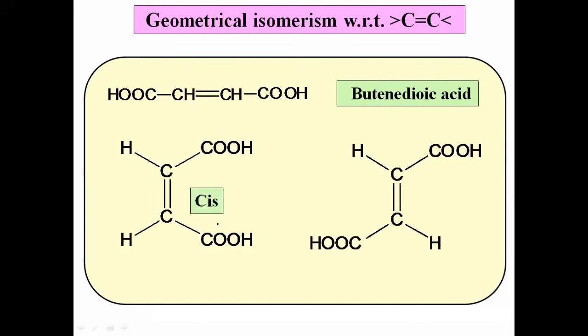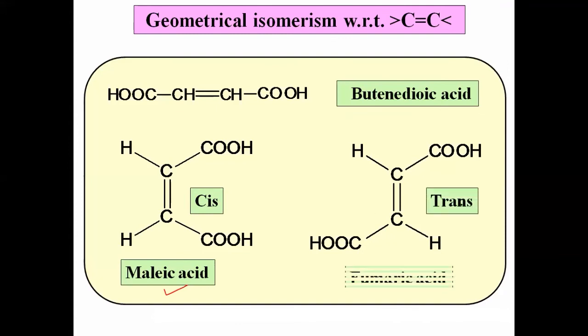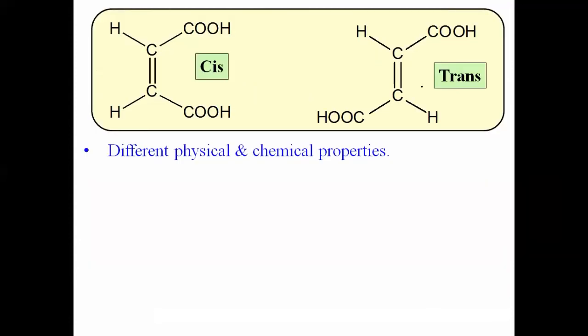Suppose they are present on the same side, then it is called the cis isomer, and this cis isomer is also called maleic acid. Then if two COOH groups are present on the opposite side of the double bond, it is called the trans isomer, and it is called fumaric acid. Trans butene dioic acid is called fumaric acid, and the cis isomer is called maleic acid. These two geometrical isomers have different physical and chemical properties.